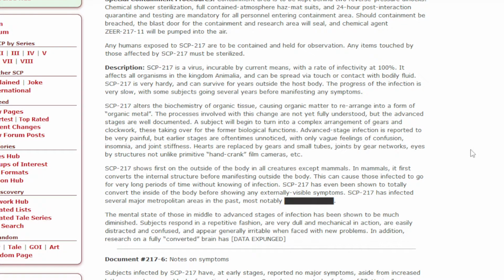It alters the biochemistry of the organic tissue, causing the organic matter to rearrange in the form of organic metal. Processes involved with this change are not yet fully understood, but the advanced stages are well documented. The subject will turn into a complex arrangement of gears and clockwork, these taking over for the former biological functions. Advanced stage infection is reported to be very painful, but earlier stages are often unnoticed, with vague feelings of confusion, insomnia, and joint stiffness. Hearts are replaced with gears and small tubes, joints by gear networks, eyes structured not unlike primitive hand crank film cameras, etc.